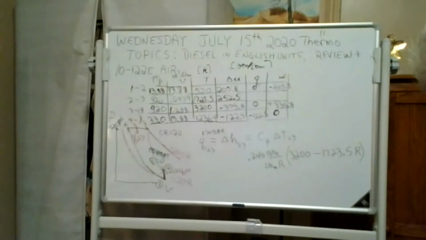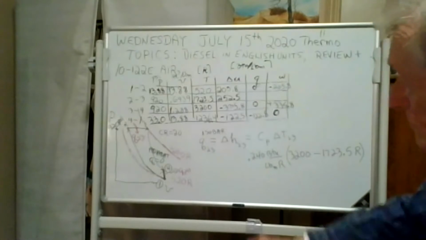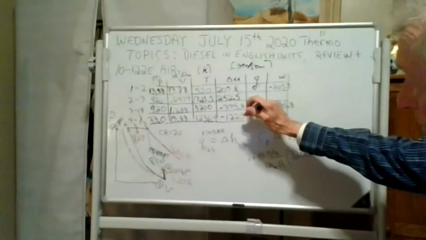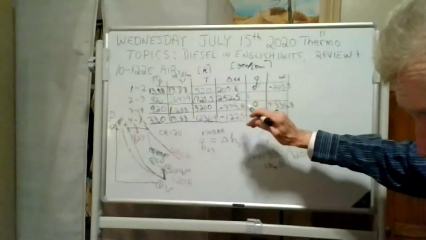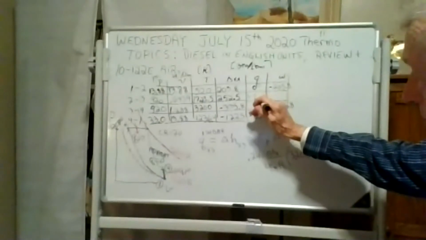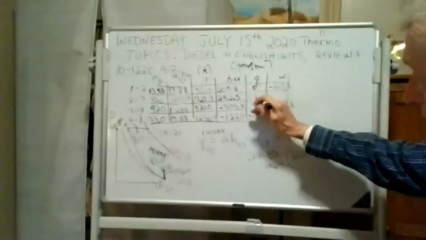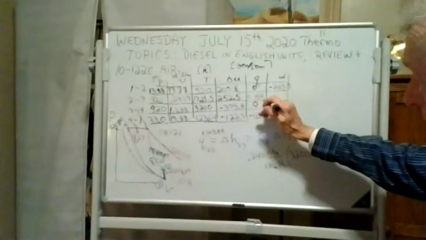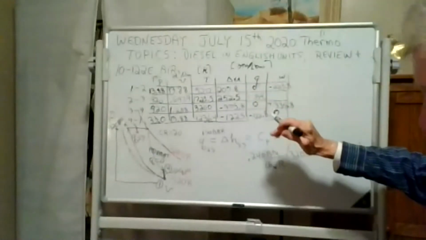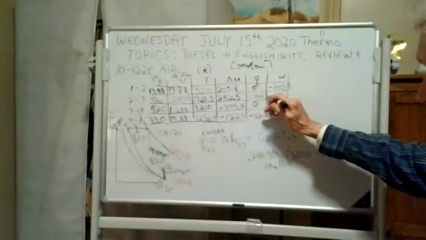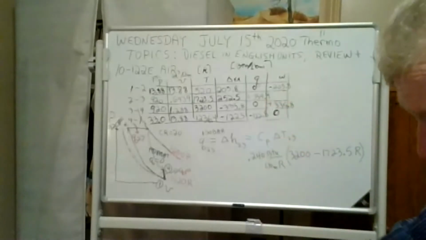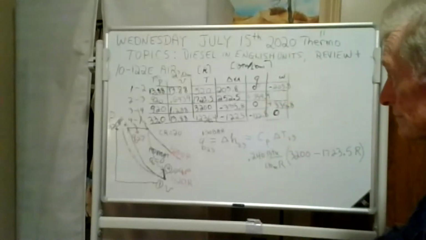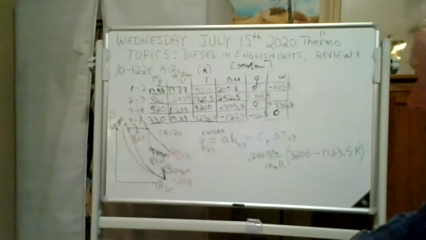Well, I got an answer. I wonder if I did it right. Did you get a positive 354.4? I'm going to round it off to 354.4. That's what I got. Yay!